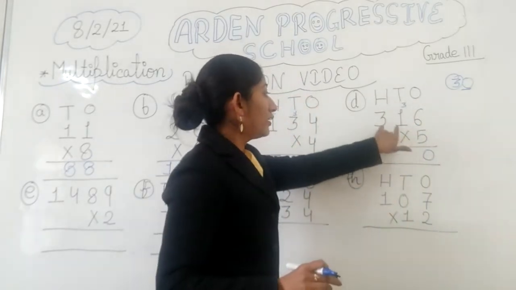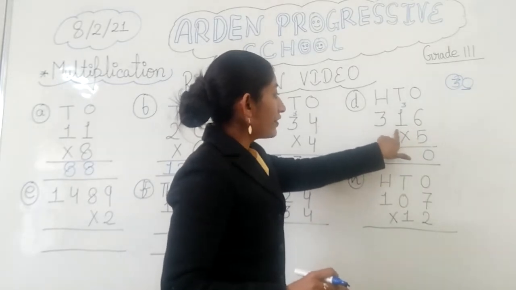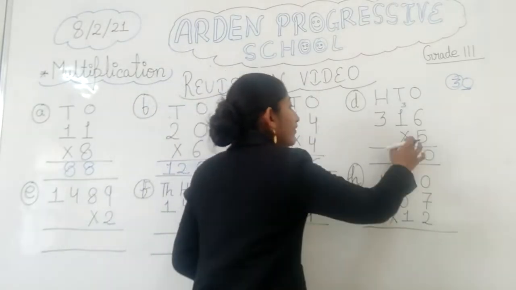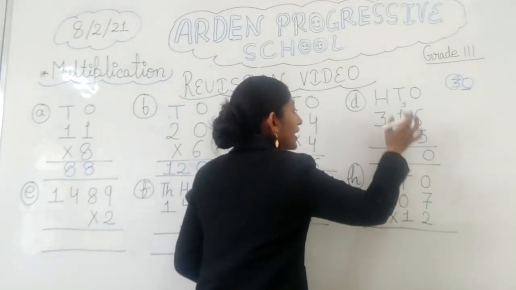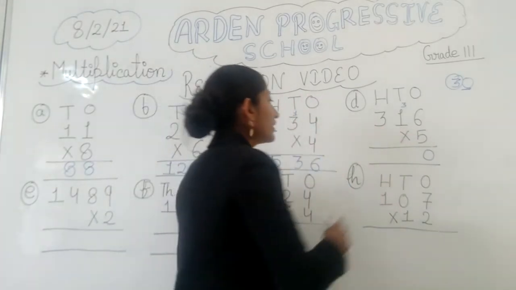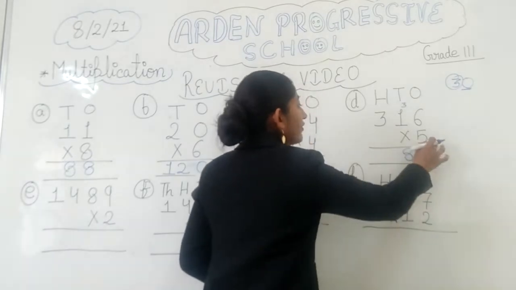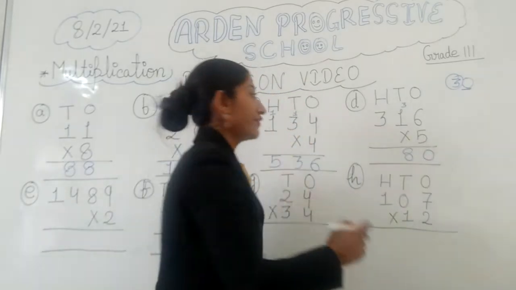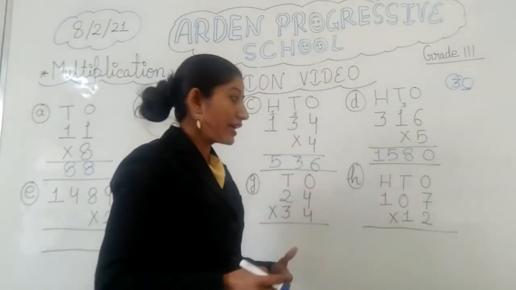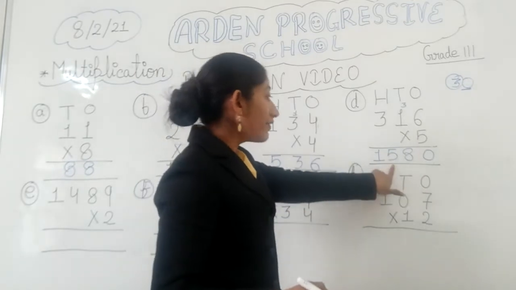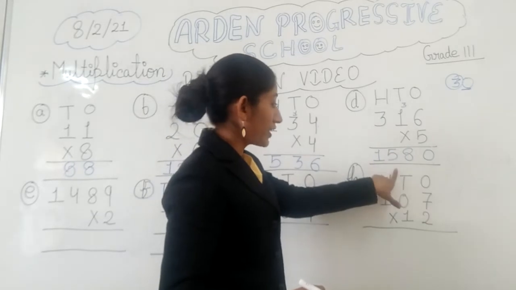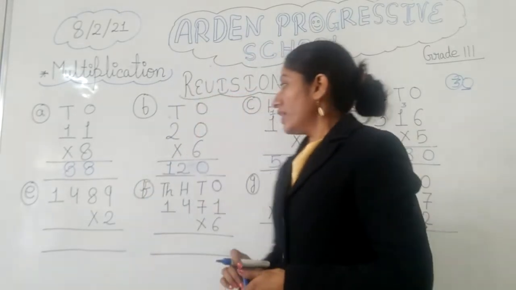Now 5 into 1 is 5. 5 plus 3, 5, 6, 7, 8. Again see here. 5 6s are 30, 0 and 3 carry. 5 1s are 5, 5, 6, 7, 8. What is coming here? 8. Then 5 into 3, 5 3s are 15. So what answer we are getting? We are getting 1580. Now let's solve next one.